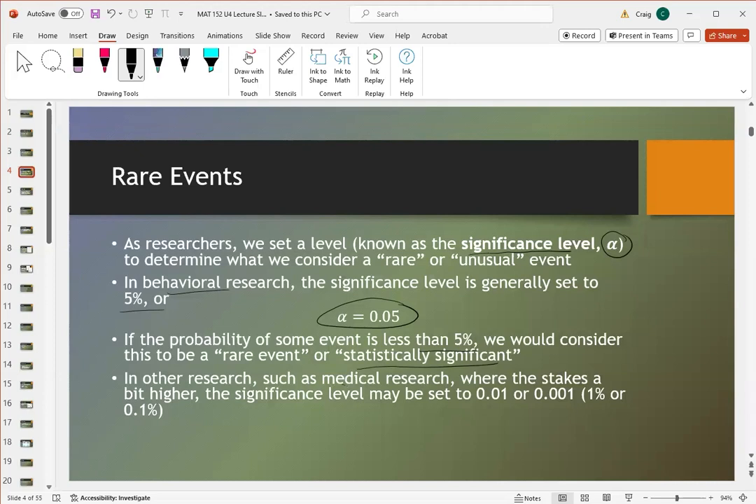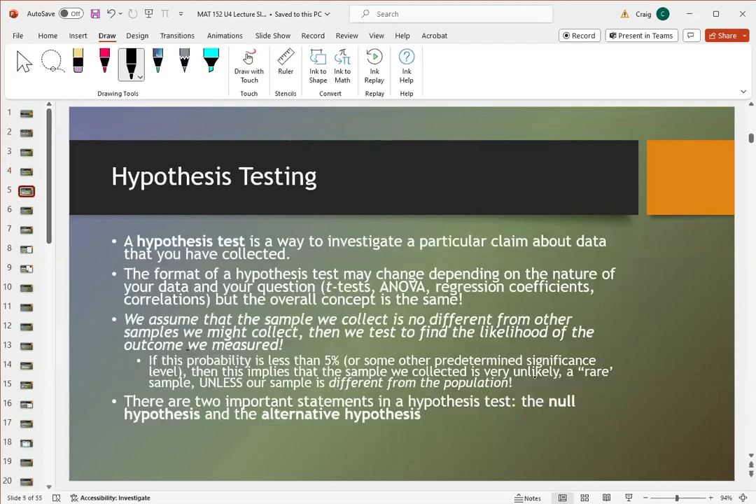In other types of research, like I said, you might want to change the significance level in order to check that something happens less often. So we'd expect that in behavioral research, something that happens less than 5% of the time might be rare, but we might not want side effects from a medication to happen less than 5% of the time. We might want them to happen less than 0.1% of the time. And so we'll use our hypothesis test that way, and we can get more detailed results.